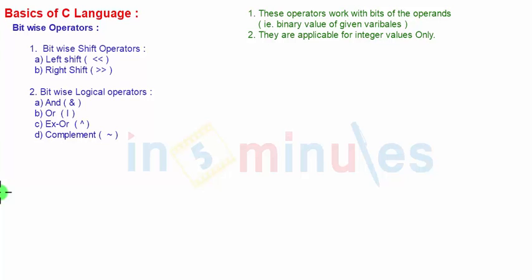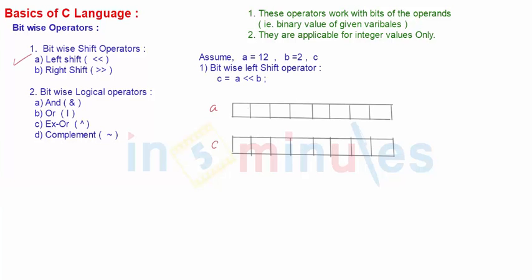So there are 4 categories of operators over here. First is the AND operator, written as a single ampersand symbol. Then the OR operator, written as a single bar symbol. The XOR operator, called the exclusive OR operator, is written as the circumflex, that is the symbol above your 6 key. And the complement operator, called the tilde operator, is just below the escape button. So these are the 6 operators we are going to study. Let's start with the first category, that is bitwise shift operators.